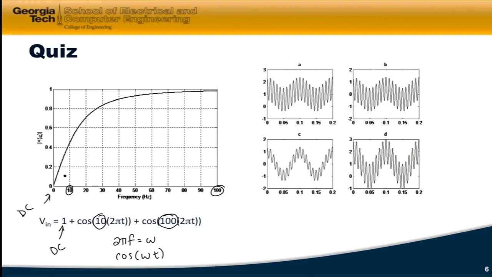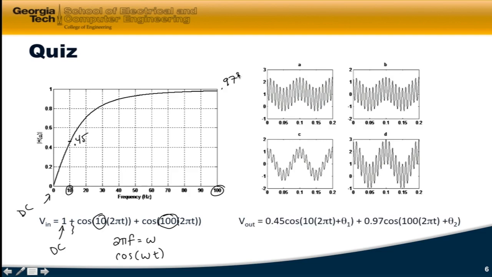Okay, so let's look at the result here. Let's look at the solution. I see that a DC signal gets multiplied by 0, so my DC part is completely attenuated. My frequency at 10 hertz is multiplied by about 0.45. And at 100 hertz, I get multiplied by about 0.97.